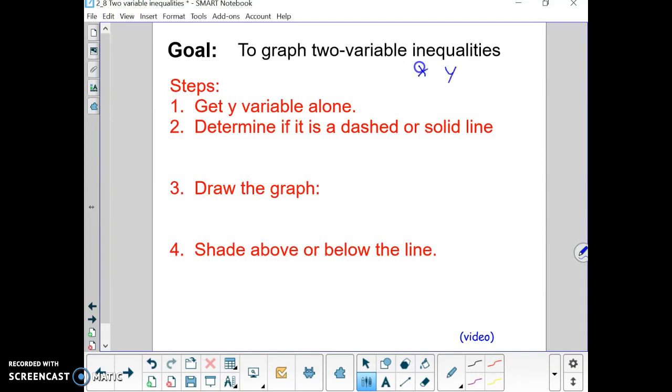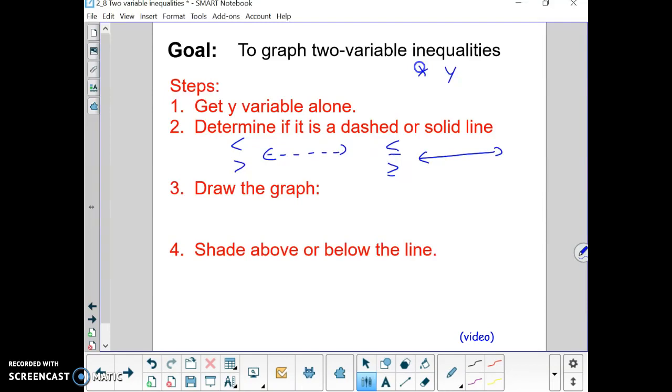All right, and the process for doing this is get y alone if it's not already alone in the equation. Sometimes that'll be done, sometimes you'll have to do it. And then you're going to draw either a solid or dashed line, and the way you're going to determine this is if there's no equal to part, dashed line. If there is an equal to part, then you're going to draw a solid line because the points on the line count as solutions.